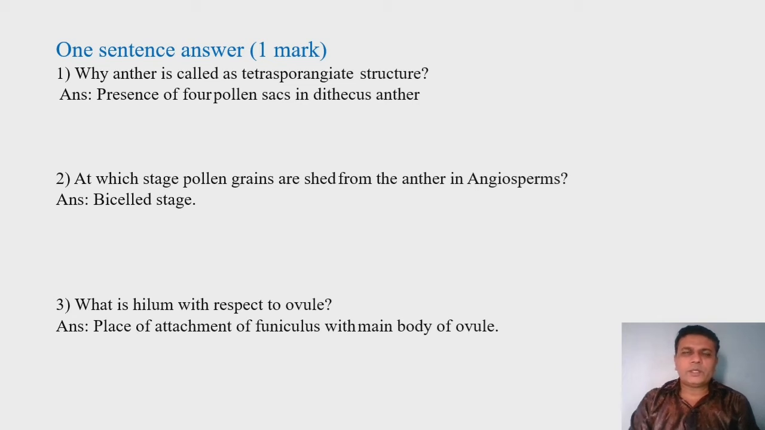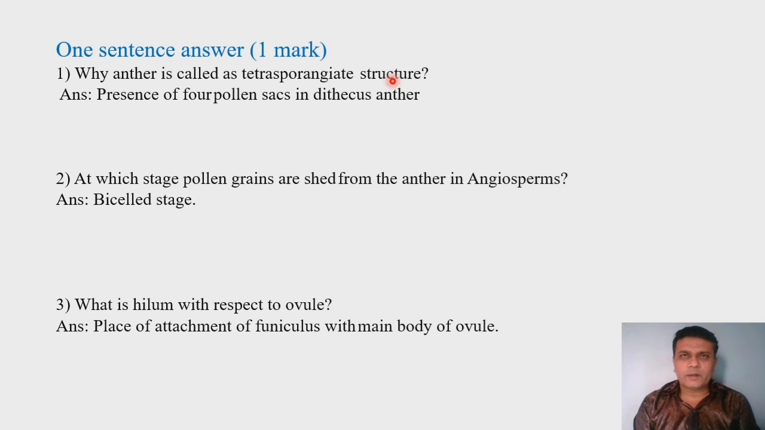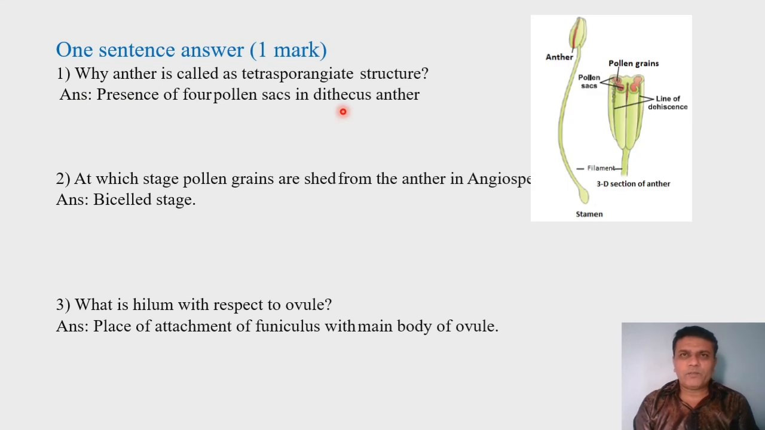Now the questions from this chapter are, the first one is, why anther is called as tetrasporangiate structure. Now in this chapter we have learned that the Bithecus anther, or it is also called as Dithecus anther. Dithecus anther means, in this diagram we can see a Dithecus anther. Dithecus anther shows two anther lobes. Hence it is called as Dithecus anther.